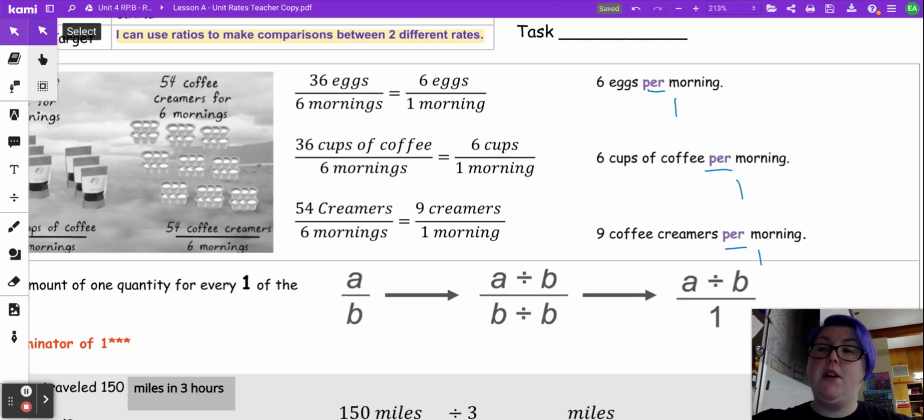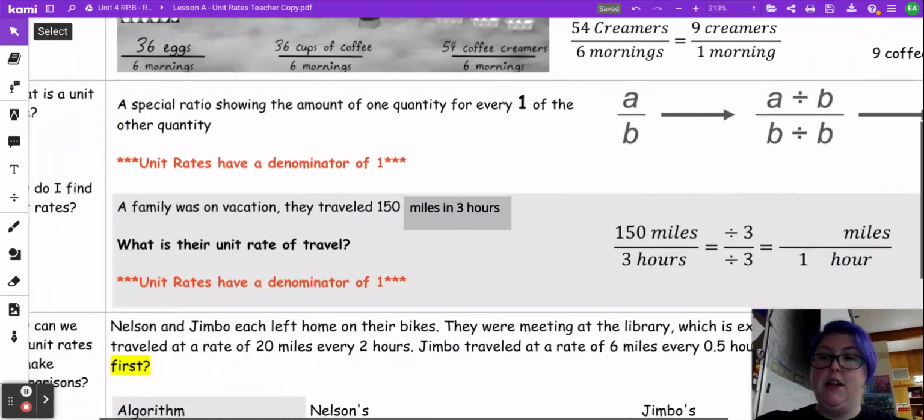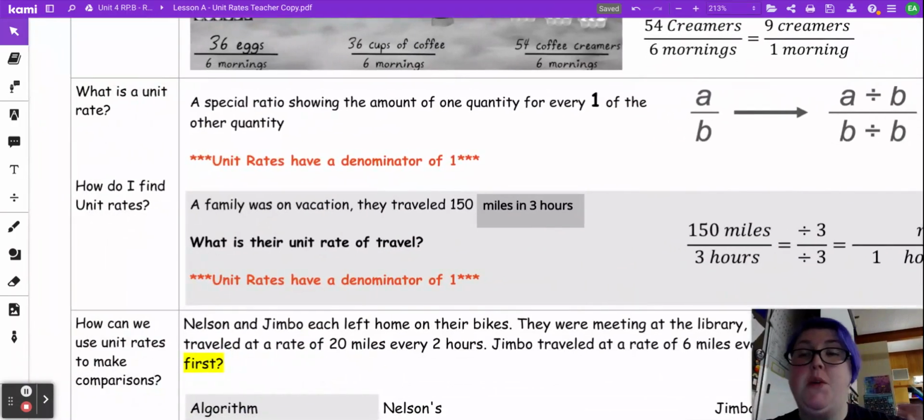This is important because that is a unit rate. So the rate is 36 eggs for every 6 mornings. It's a ratio, it's a rate. They mean almost the same thing. When we talk about unit rate, we want for every one something. So we want eggs per one morning. We want miles per 1 hour.